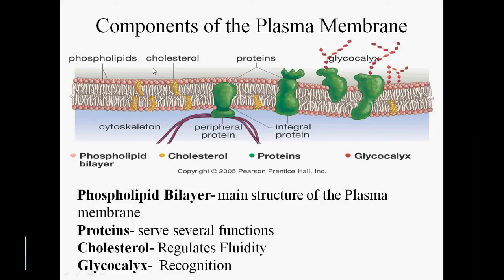Another main component of the plasma membrane are these proteins. These proteins serve several functions. Cholesterol plays an important role in the plasma membrane. It regulates the fluidity, and the glycocalyx, which are just sugar chains, play an important role in recognition.